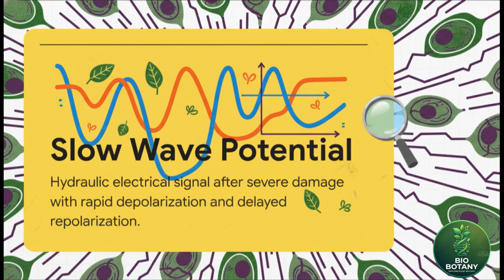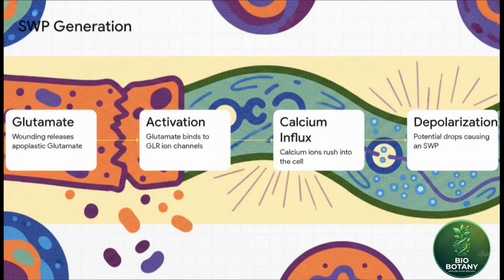It features this incredibly rapid drop in electrical potential across the cell membrane, which is then followed by a much longer, delayed repolarization phase. This SWP is basically the primary electrical trigger pushing the warning signal out and away from the wound zone. So at the boundary of the cell, the plasma membrane, this massive four-step cascade kicks off.